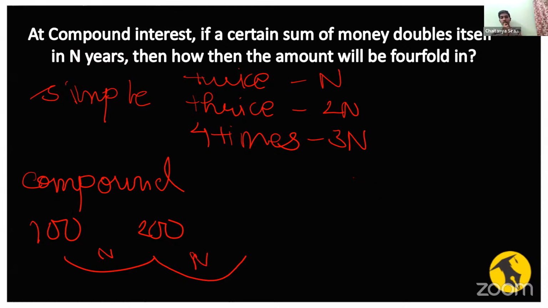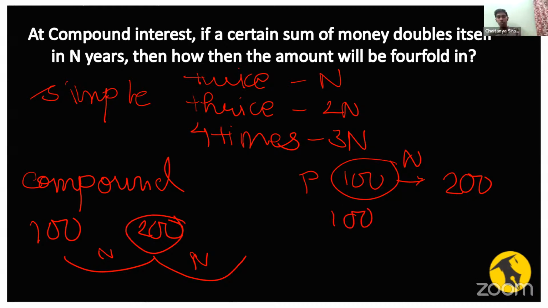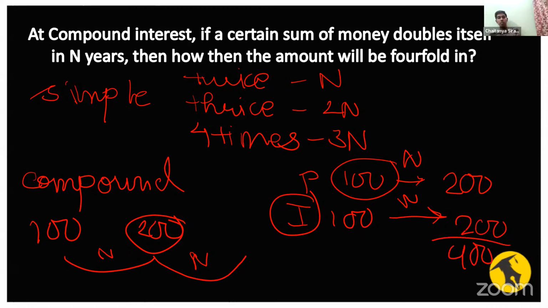So for next n years, you would get principal is my 100. So you would get double, you would get 200 on the principal in n years. Also in compound, you get interest on interest. So my interest at this point was 200. You also get twice of it.